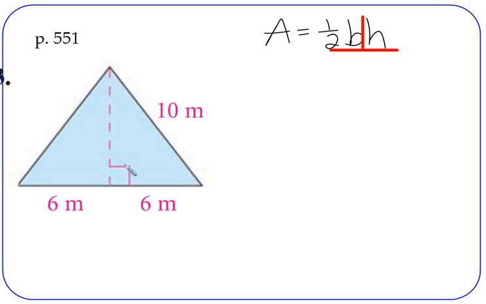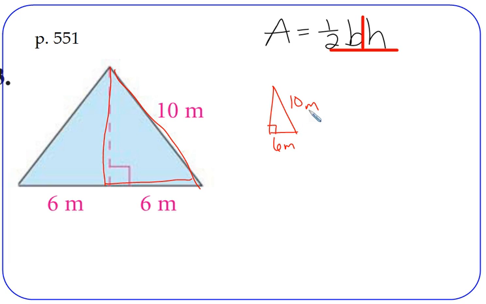Okay, let's look at our triangle. Well, here this line is perpendicular to this side. So we could use this side as our base and this line here as our height. So my base, I can see 6 and 6 is 12. However, I don't know this one. So what I'm going to do is I'm going to look and see. Notice that I have this triangle here. And this triangle is a right triangle. So this is 10 meters, and this is 6 meters.